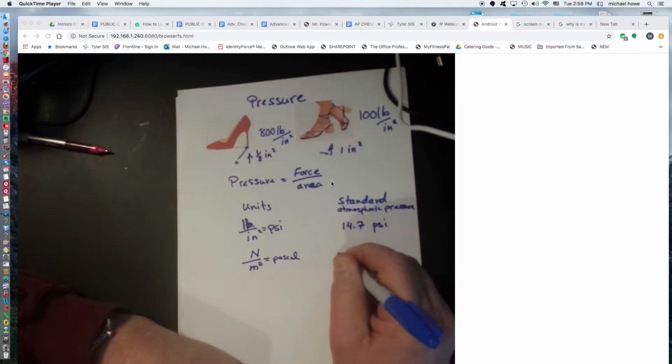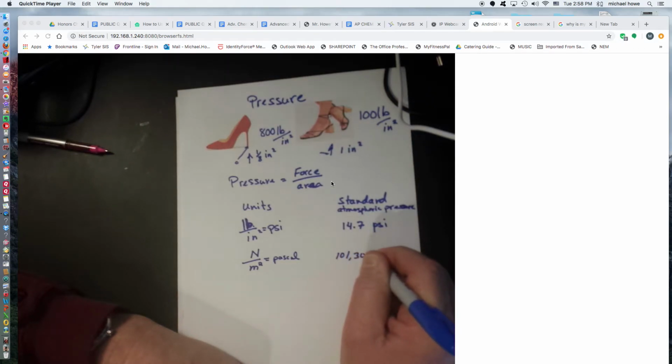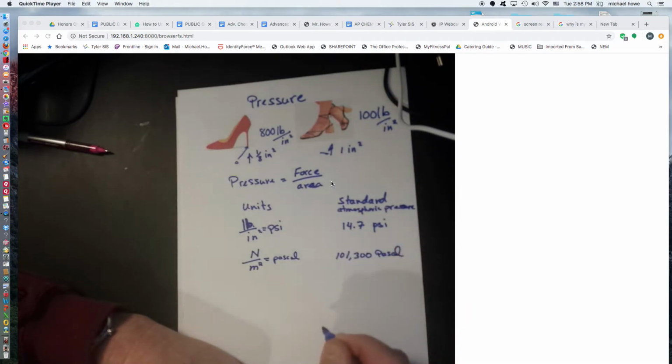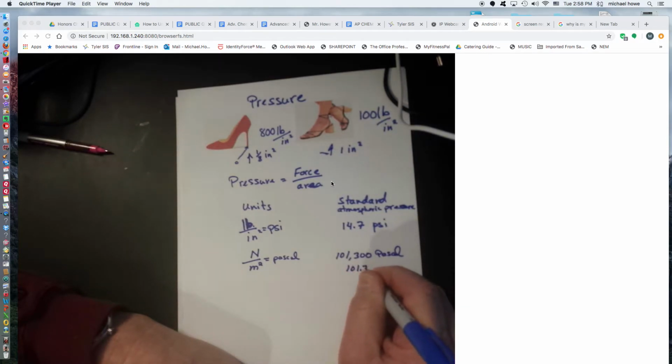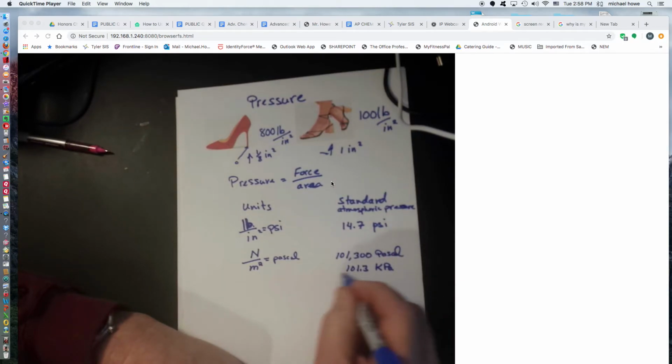Normal atmospheric pressure is 101,300 pascals. Well, that's a big number, so we usually talk about kilopascals. So I'm going to call that kPa for kilopascal. 101.3 kilopascals is normal atmospheric pressure.